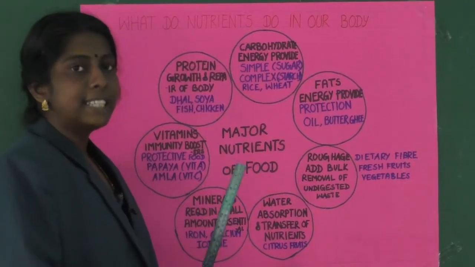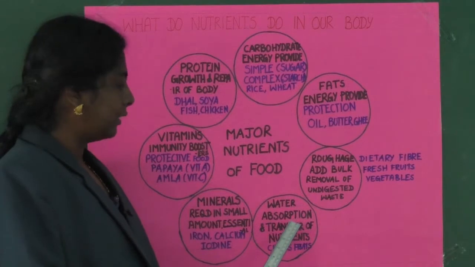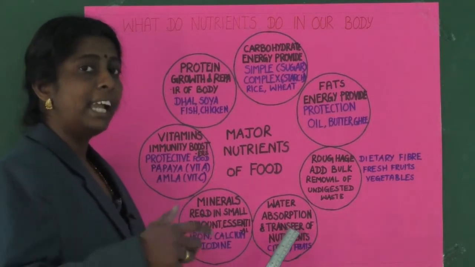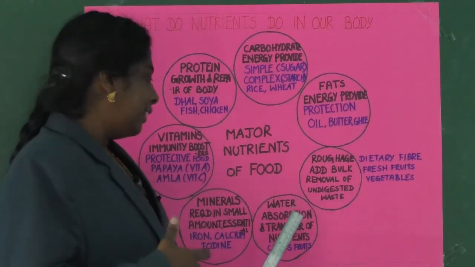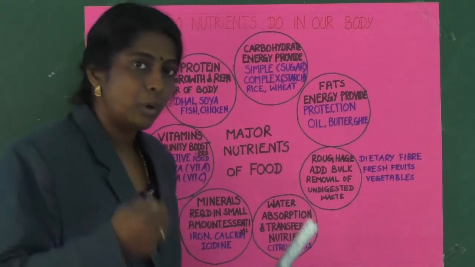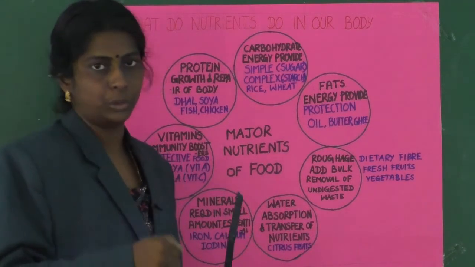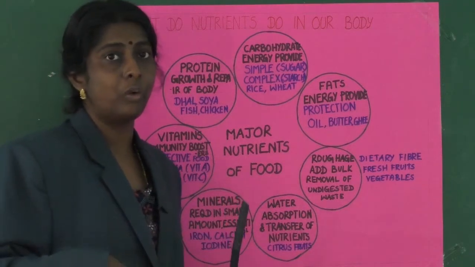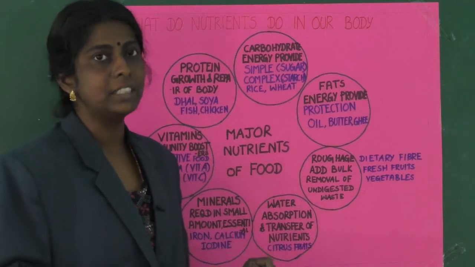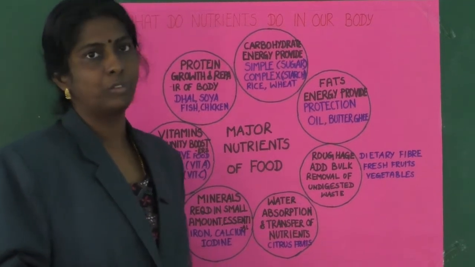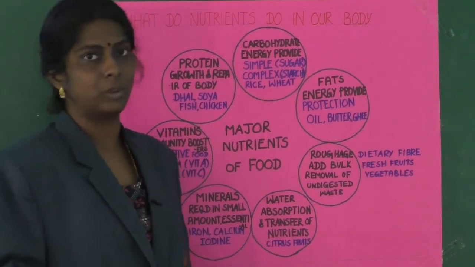So now about the sixth major nutrient, water. Almost our body has 70% of water within us, is it not? So it's mainly useful for absorption and transfer of nutrients. Water is required for absorption and transfer of nutrients, and it is present in all different types of citrus fruits, lemon, oranges and all.